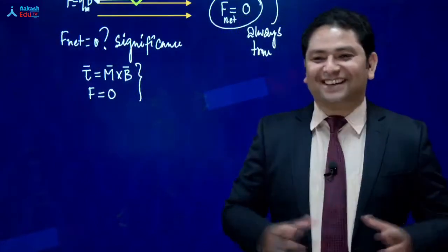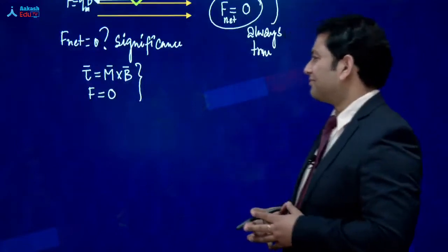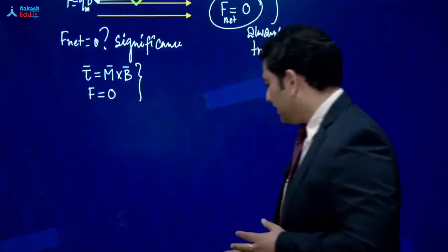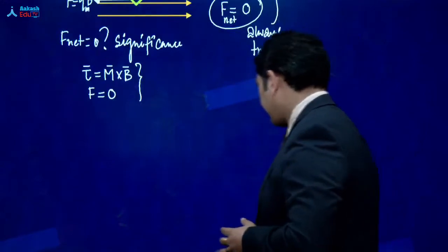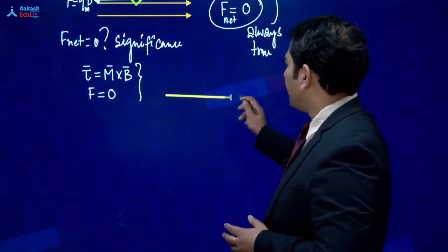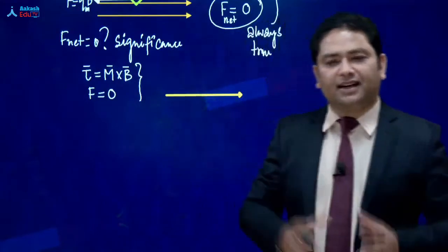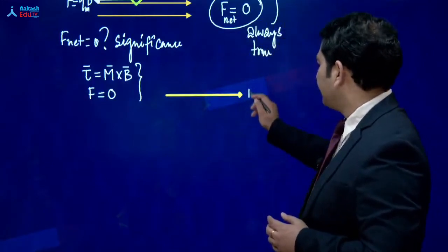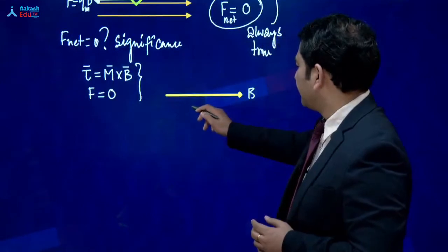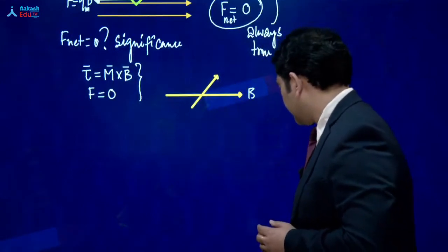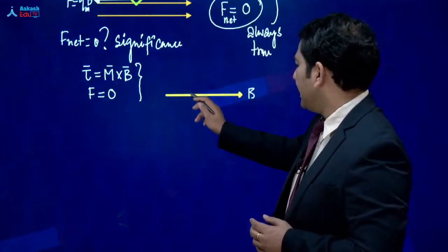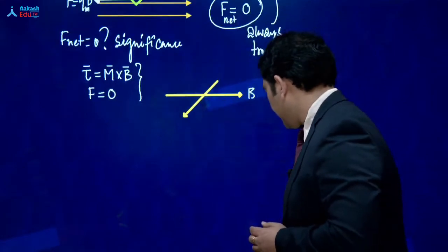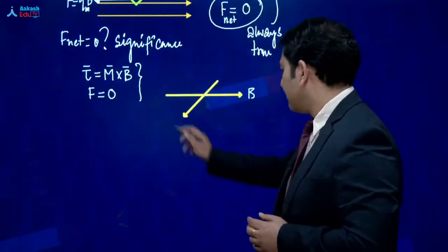All right. Let's come to this point now. Torque equals m cross B, F equals 0. To find the direction of torque, you do not need to go through the basics every time. There is no point going through the basics. Look, suppose this magnetic field is given, and in this magnetic field, let me make a little bit of change. Here is the magnetic moment. Okay, so this is the magnetic moment.